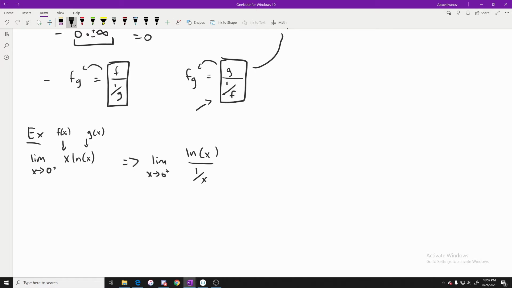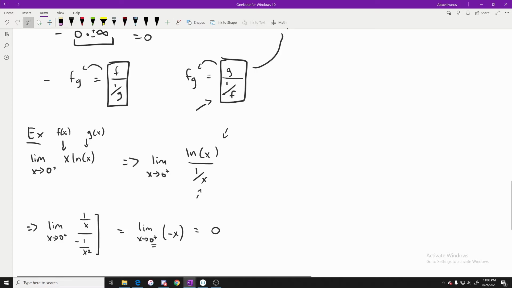L'Hopital's rule just says to differentiate the numerator and the denominator. So I'm going to do that right now. There we go. We have differentiated both the numerator and the denominator. Now all that's left to do is simplify. If we simplify this fraction, we end up with minus x. Now we can just plug in 0, and we get 0. So this limit is equal to 0, and we were able to solve it using the indeterminate product in conjunction with L'Hopital's rule.